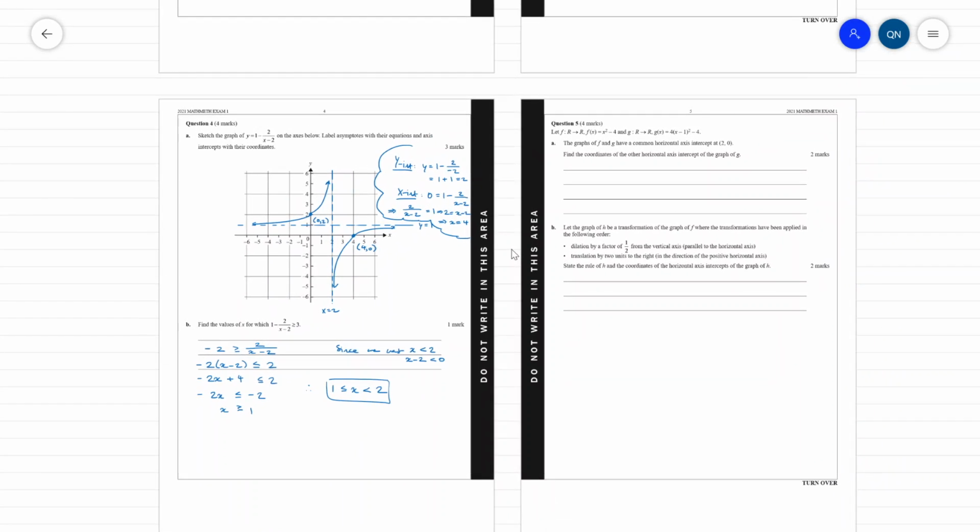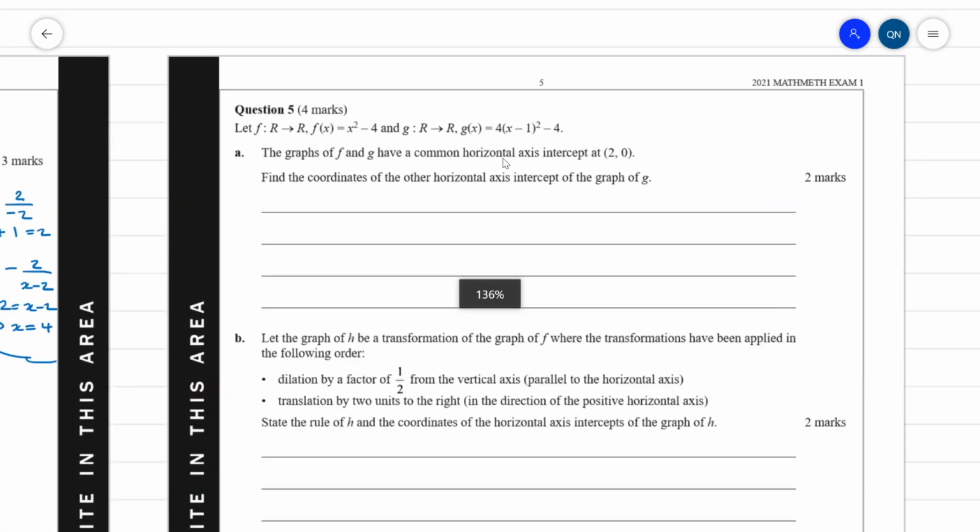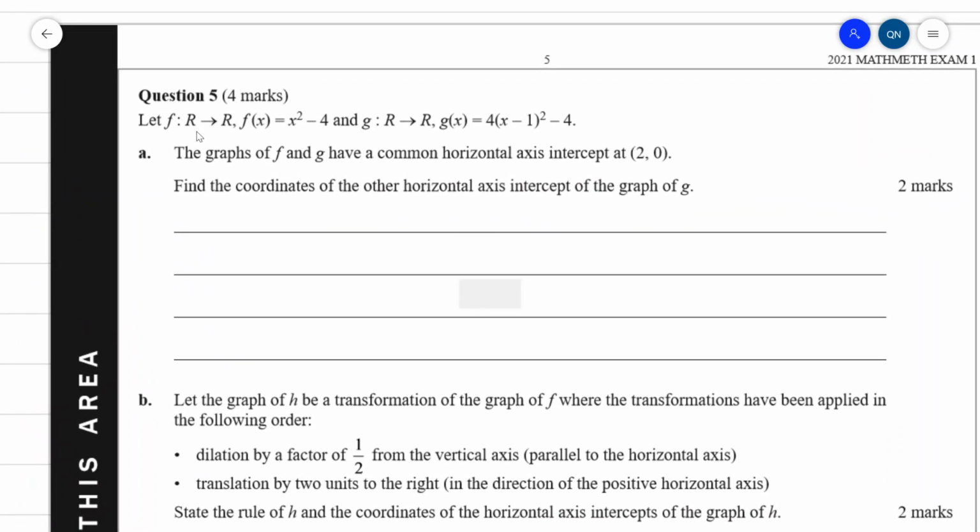Okay, question 4 is done, so let's take a look at 5. So what do we have here? We have a function f, it's x squared minus 4, and g is another sort of quadratic. The graphs of f and g have a common horizontal axis intercept at (2, 0). Find the coordinates of the other horizontal axis intercept of the graph of g.